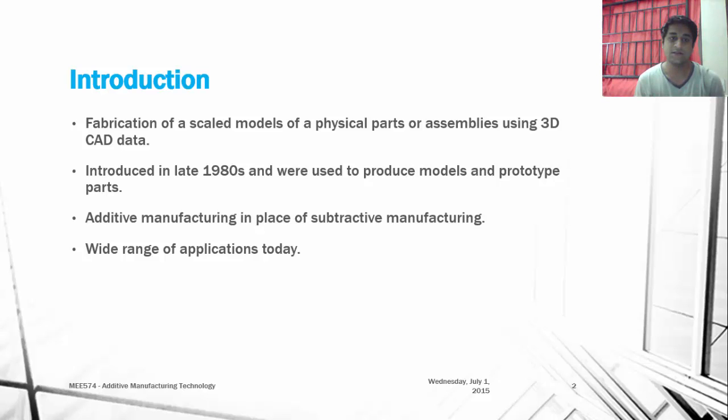Rapid prototyping is an additive manufacturing process, in place of traditional subtractive processes like turning, milling, drilling, etc. All such processes remove material from the actual part. On the other hand, rapid prototyping is additive manufacturing in which the material is added layer by layer to produce the product. So, rapid prototyping has a wide range of applications today.